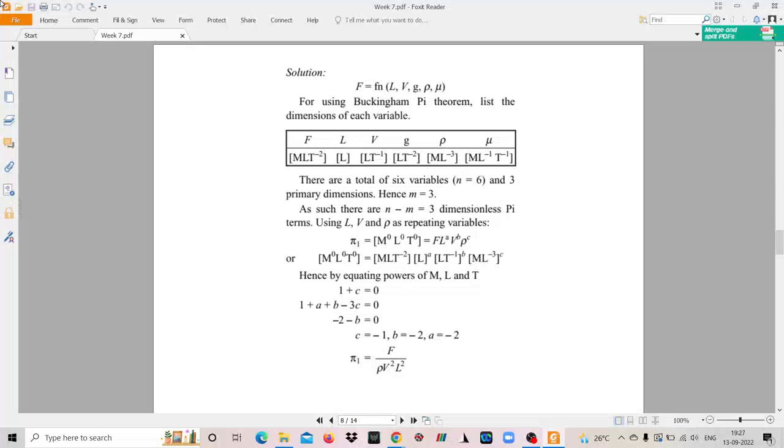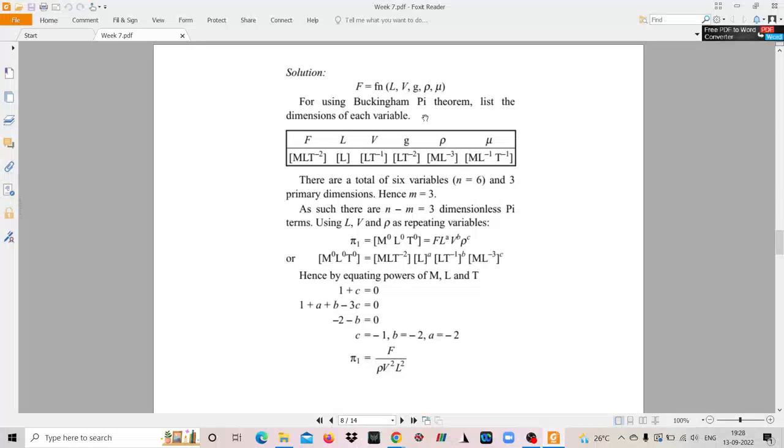Buckingham pi theorem states that if there is a physical phenomenon which is governed by n number of variables, including both dependent as well as independent variables, and there are m number of fundamental dimensions involved, then that particular system can be represented by n minus m number of dimensionless terms, which are known as pi terms. And for that, we need to select repeating variables, and the number of repeating variables should be equal to the number of fundamental dimensions involved in the problem.